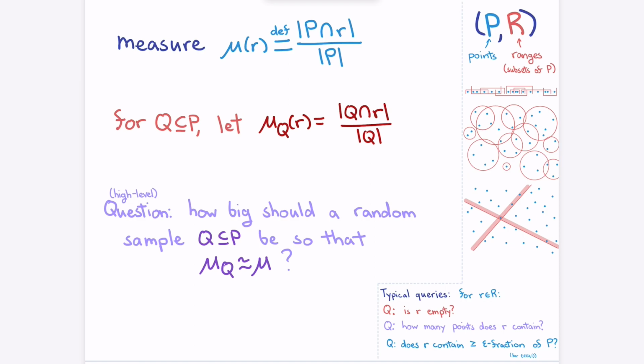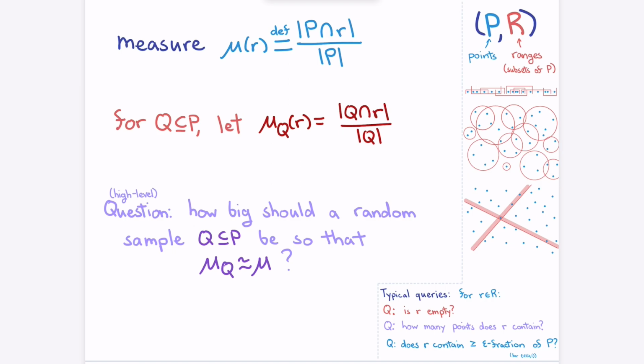The framework we posed it in was this notion of measure. For a range space R, the measure is what fraction of the points are in the range. If I take a subsample, then I can look at that relative fraction instead. So if I have some subset Q, I can write the measure with respect to Q instead, which is just a percentage of points. And the idea is, if I'm going to sample a subset of points, I want to roughly preserve the measure.